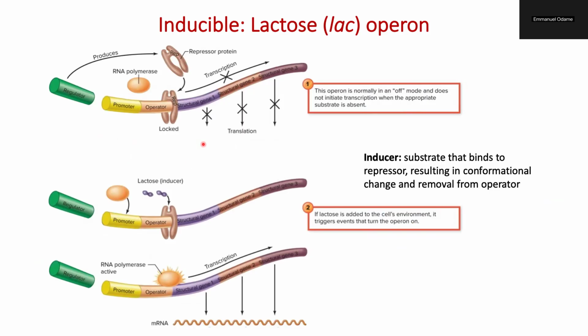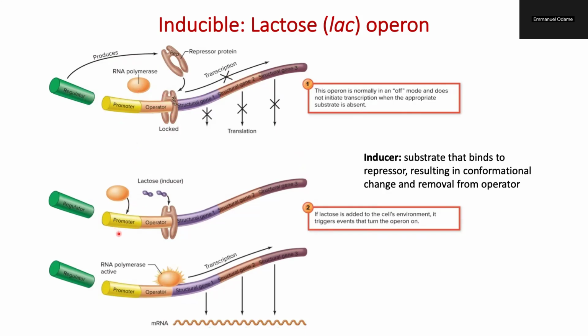Inducible operon. Here we have a normal genome where we have the regulator, the promoter where the RNA polymerase will bind, and the operator where the repressor protein is. In the inducible one, the regulatory gene codes for the repressor protein, which binds to the operator. So in its natural state, it is bound, and there is no transcription of downstream genes. Even though the RNA polymerase is still present, no transcription is happening.